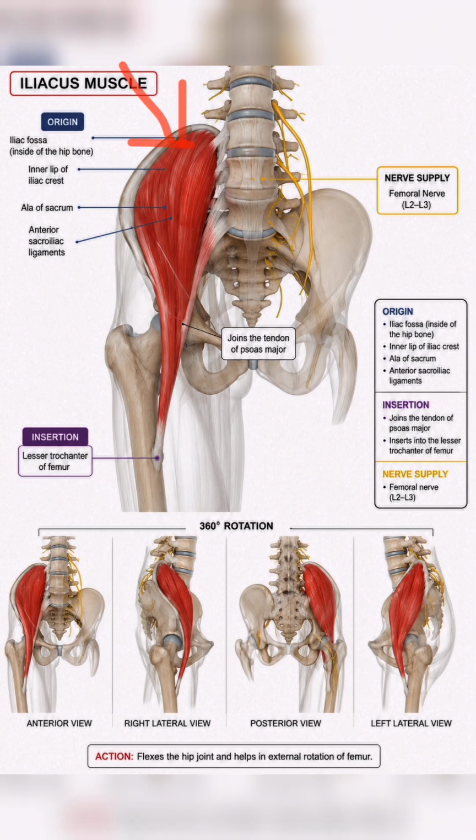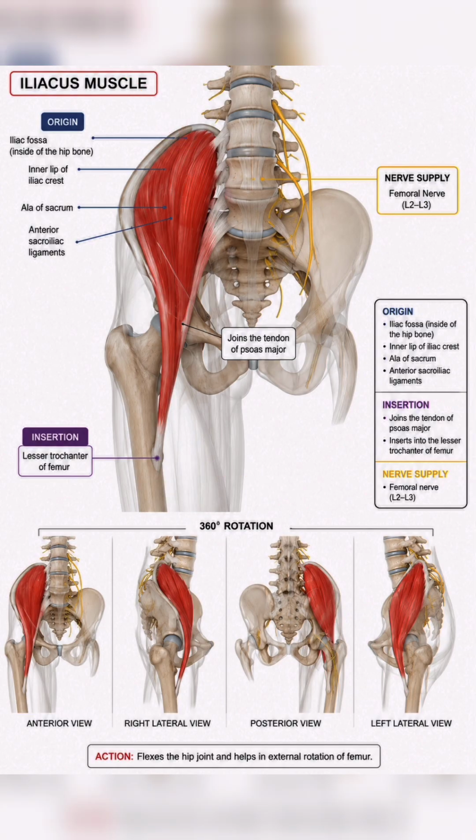So you can see the origin. It originates from the iliac fossa. You can see in the picture I am showing there, the iliac fossa, and it gets inserted to the lesser trochanter of the femur. Okay, lesser trochanter of the femur. It originates from the iliac fossa and is inserted to the lesser trochanter of the femur.